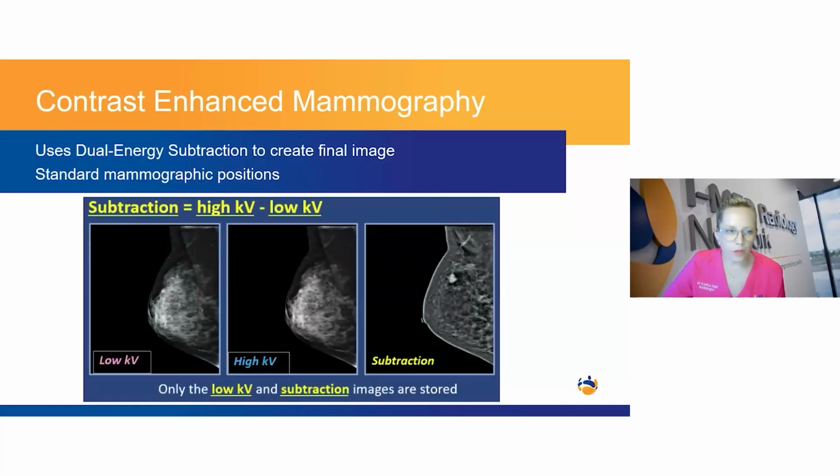From an imaging point of view, we take two images, a low kV and a high kV image. They look fairly similar when you look at this image. As radiologists, on our PACS presenting to you, we only present to you the low kV image, and it is, to our eye, indistinguishable from a standard 2D mammogram. The high kV uses some components of the acquisition to create a subtraction image.